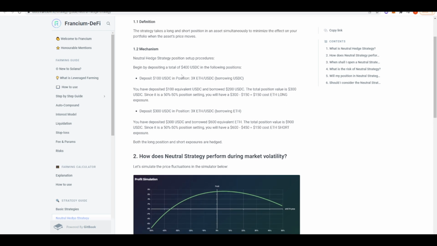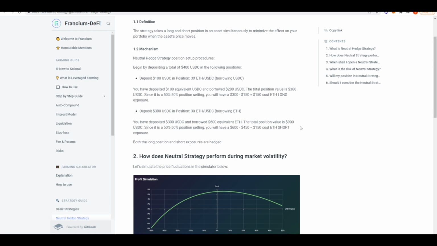And then with your remaining $300 from your initial $400 investment here, you'd 3x leverage yield farm the ETH USDC pair, but instead of borrowing USDC, you are now borrowing ETH. So you deposited $300, and now you borrow $600 worth of ETH. So the total position value there is $900.